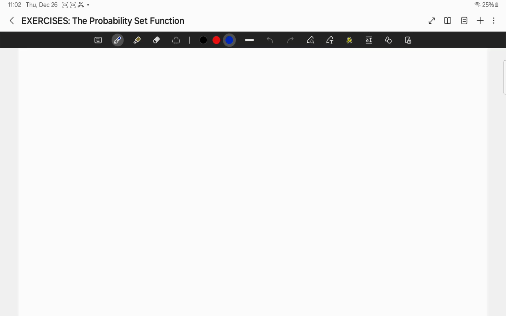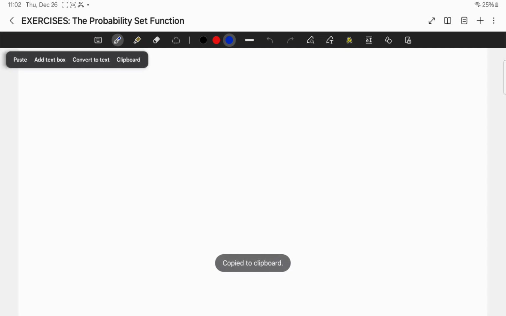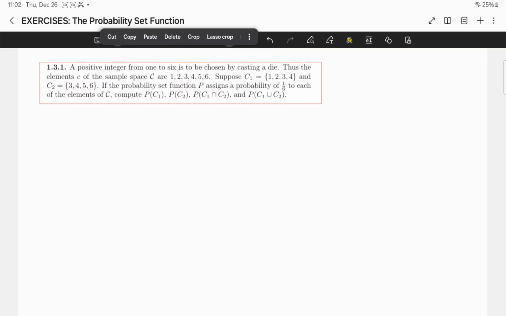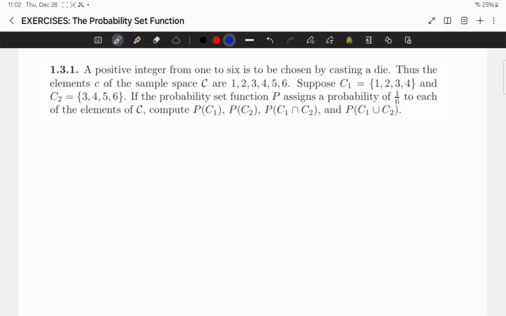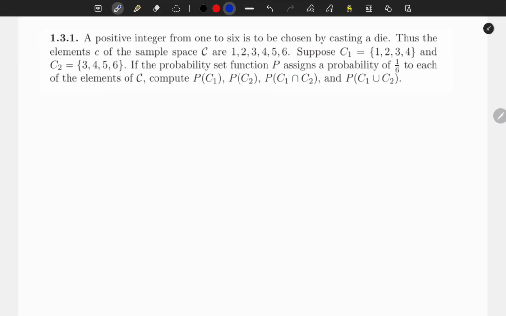So let's go straight to the question. The first question: a positive integer from 1 to 6 is to be chosen by casting a die. Thus the elements c of the sample space C are 1, 2, 3, 4, 5, 6. Suppose C1 equals {1, 2, 3, 4} and C2 equals {3, 4, 5, 6}.